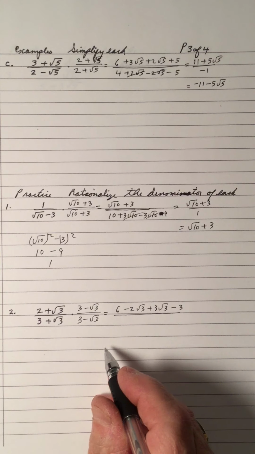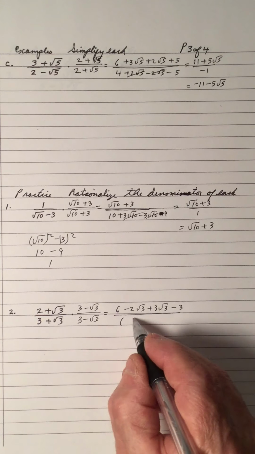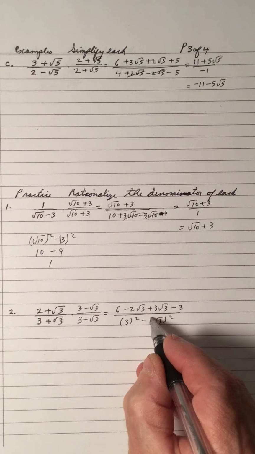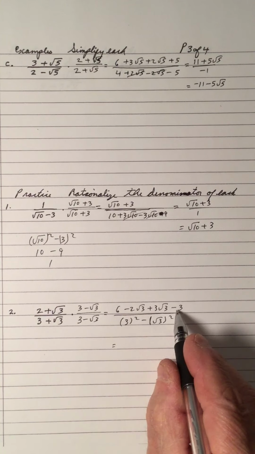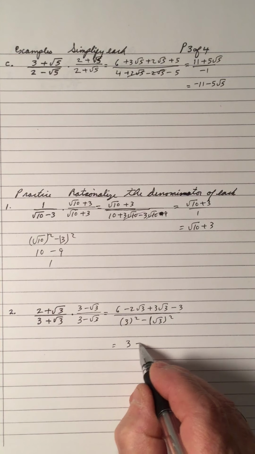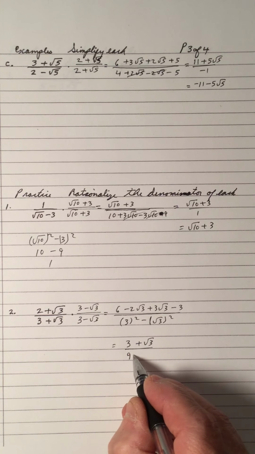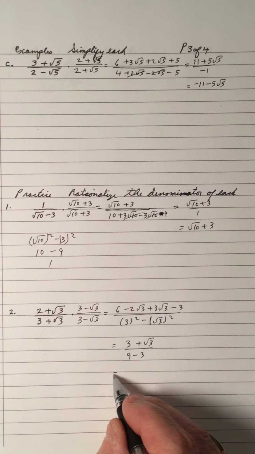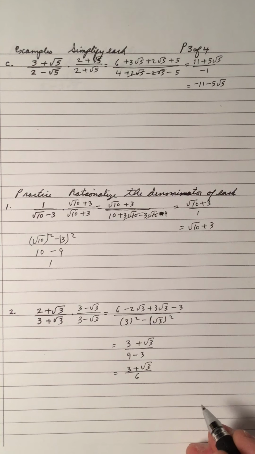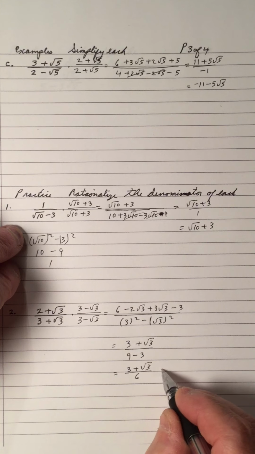And again, the bottom, if you want to do FOIL, great, but I'm going to do it the fast way now. That's because they're conjugates, I can go 3 squared minus root 3 squared. Why not? Get used to it. So the top becomes 6 subtract 3 is 3, and negative 2 plus 3 is 1. And that's all over 9 minus 3, so that's 3 plus root 3 over 6. And it's simplified, unless you want to write, you could, but it's your choice.